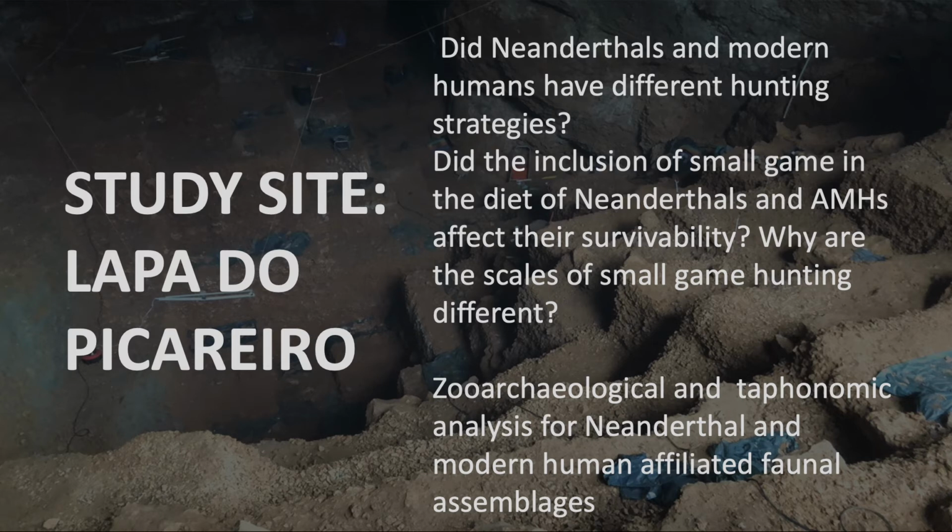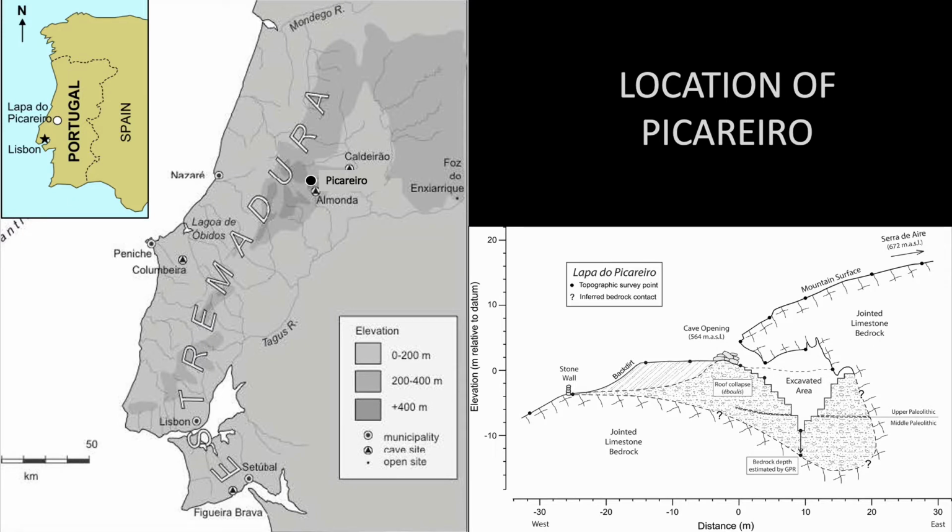I will test this subsistence model and answer these questions through zooarchaeological and taphonomic analyses of the faunal remains from a cave site called Lapa do Picareiro, located in central Portugal. Lapa do Picareiro is situated about 100 kilometers northeast of Lisbon in a limestone-rich region called the Portuguese Extremadura. The Extremadura is home to numerous well-known Paleolithic sites such as Gruta Nova da Columbeira, Gruta do Caldeirão, and Gruta da Figueira Brava.